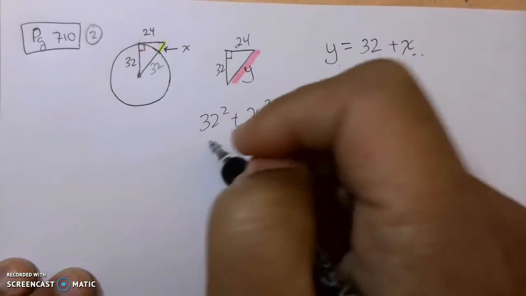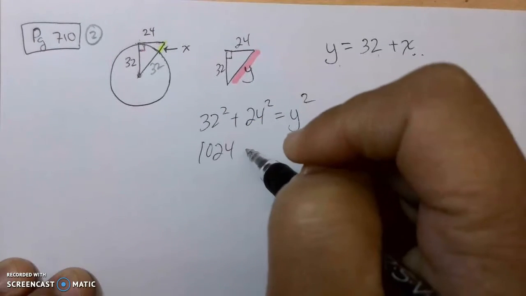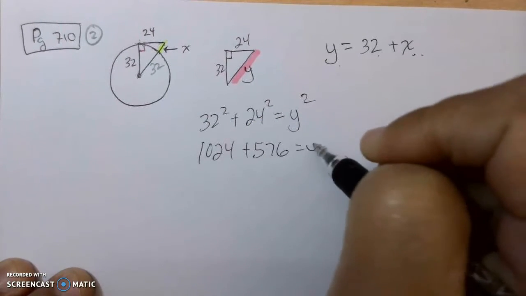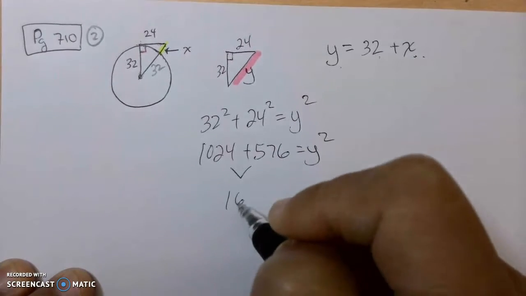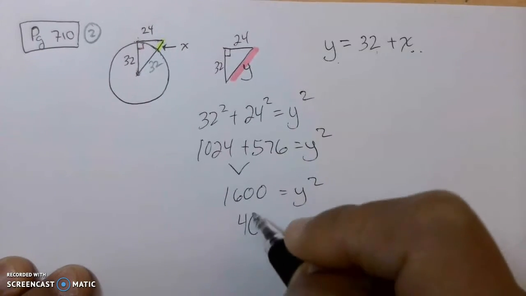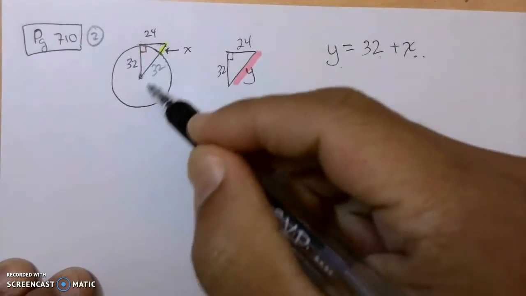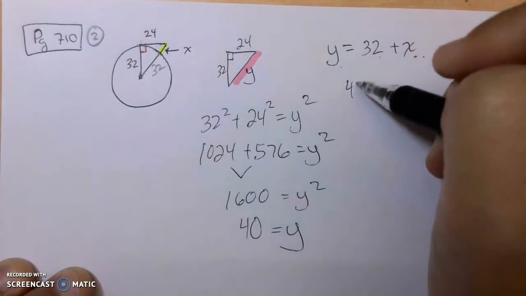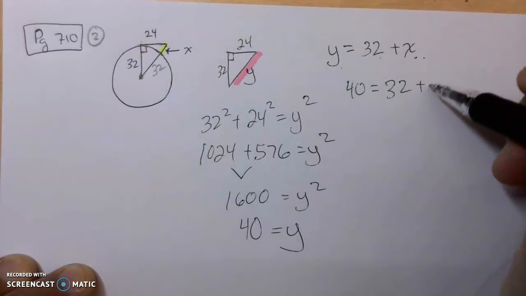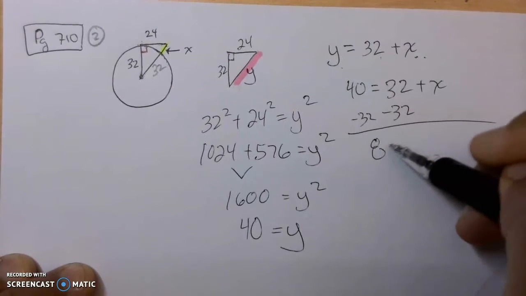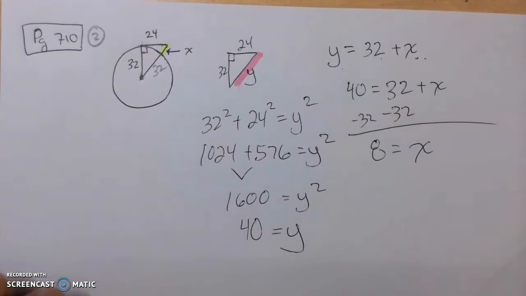If I do this correctly, this is 1024. 24 times 24 is 576. Add those two together. 1600 is y squared. Square root of 1600 is 40. So all the way across is 40. But here to here is the radius 32. And so the outside part, once I minus 32, the outside part, x, is 8.